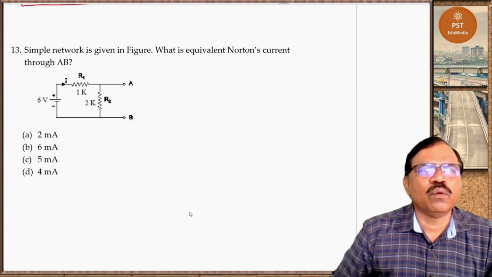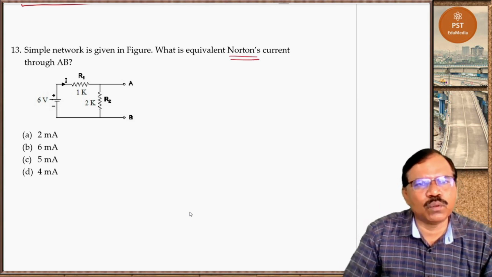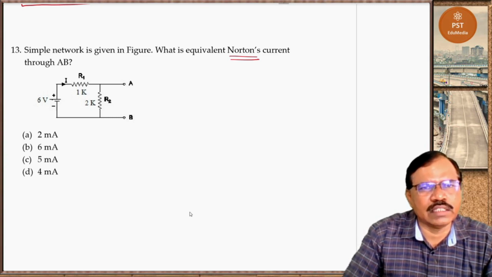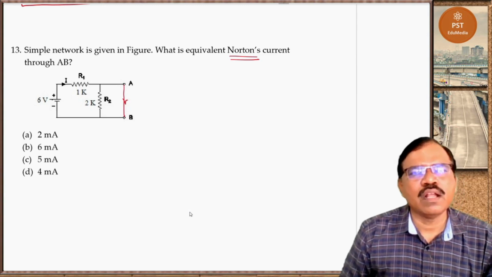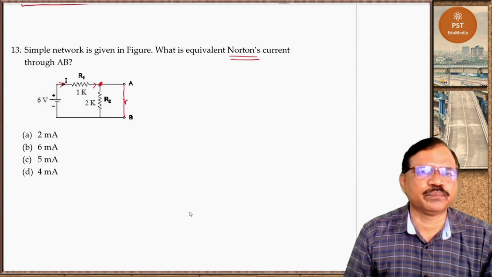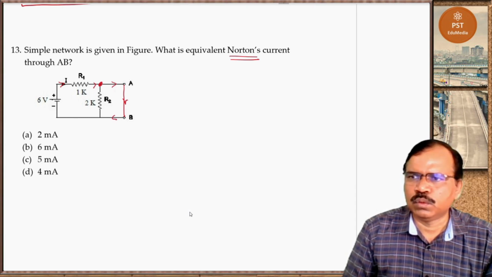So what happens here? When we want to find Norton's current, first we have to short the terminals. So when we short the terminals A and B, current will flow through this. Now what happens in this case? If we take this current, when it comes to this point, it has two paths to go: this path as well as through R2. Through R2 means through this also.